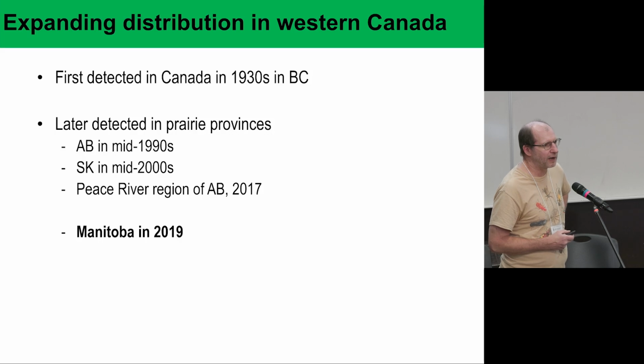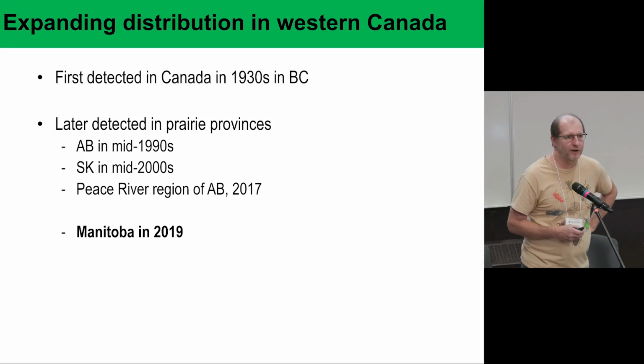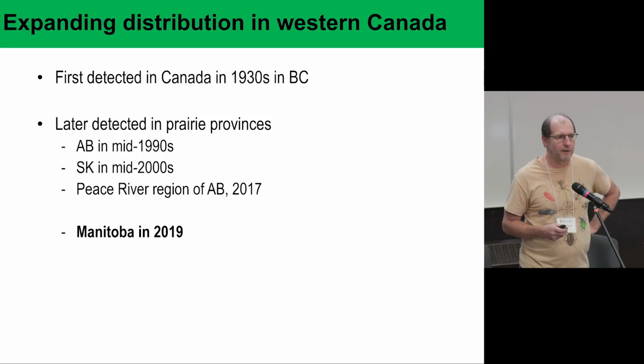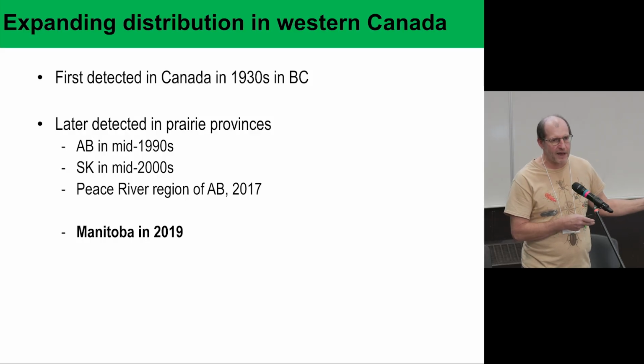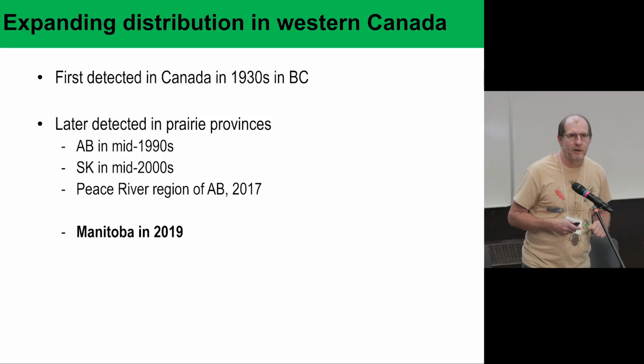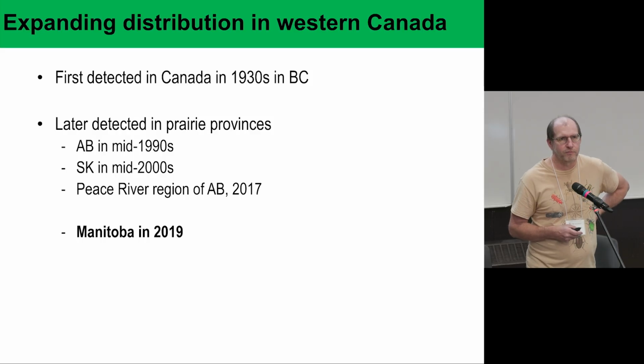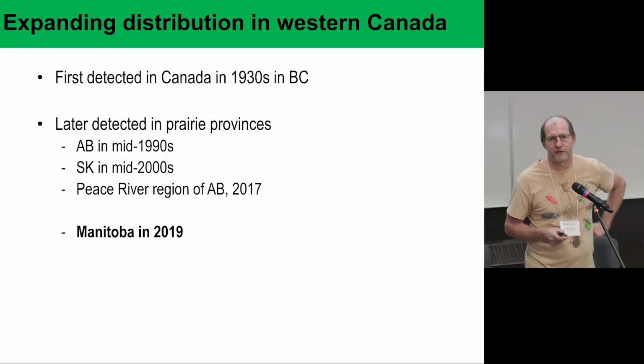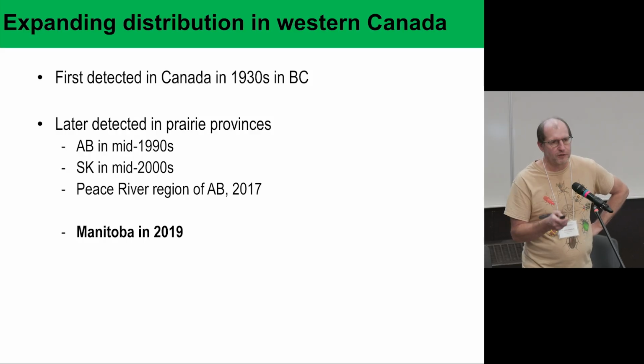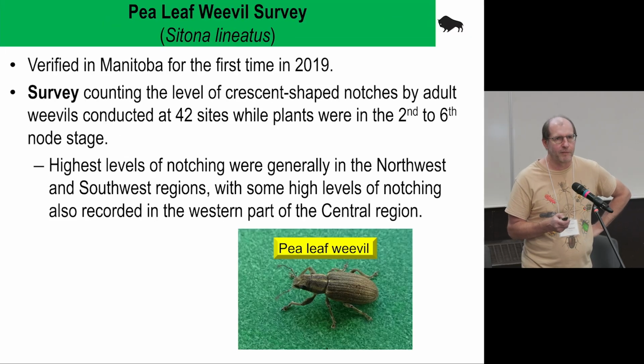It's a similar journey as cabbage seedpod weevil. They first arrived in Western Canada, in BC, in the early 90s, ended up in Alberta and gradually spread to Saskatchewan. 2017 was the first year that we found them there, and 2019 was the first year we found them in Manitoba. So they're a relatively new insect here in Manitoba.